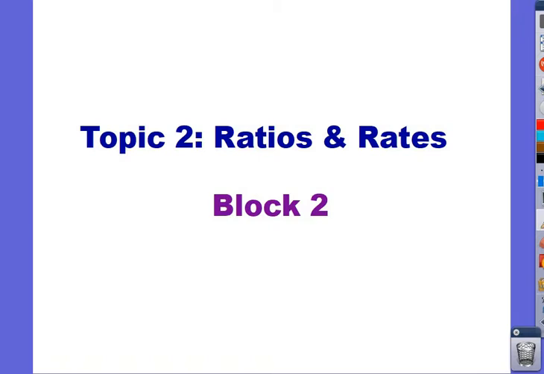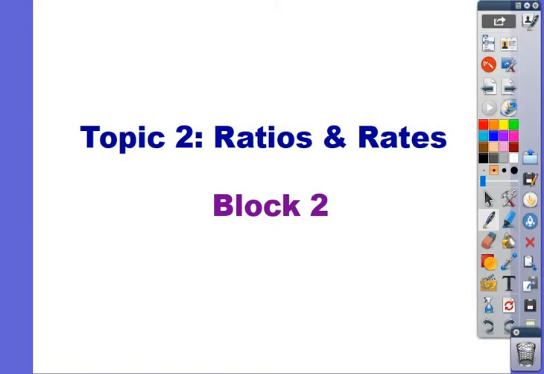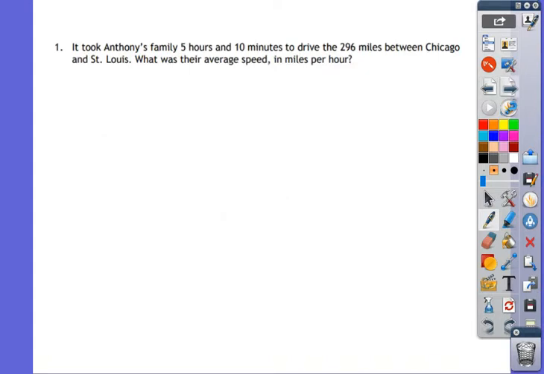So I'm looking at number 1. And number 1 reads, let me get my copy. I can read it. It took Anthony's family 5 hours and 10 minutes to drive 296 miles between Chicago and St. Louis. What was the average speed in miles per hour? So we're finding a unit rate, because how many per hour? So I'm looking for a unit rate.